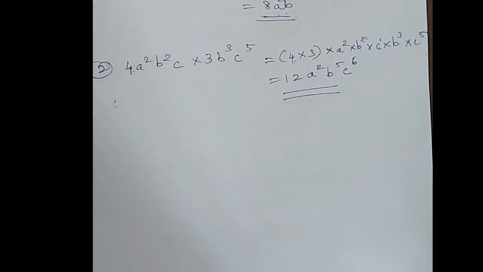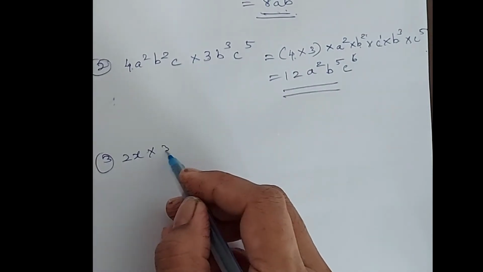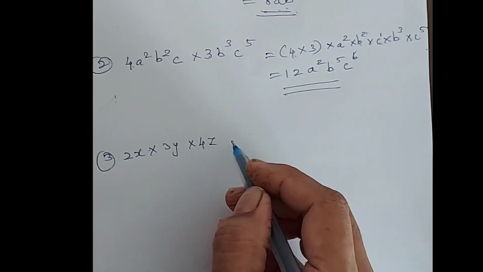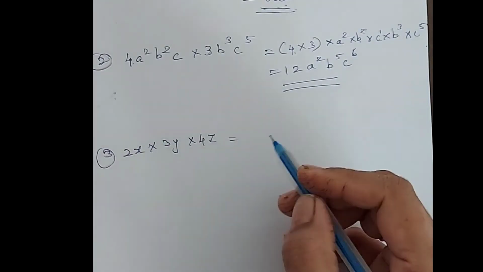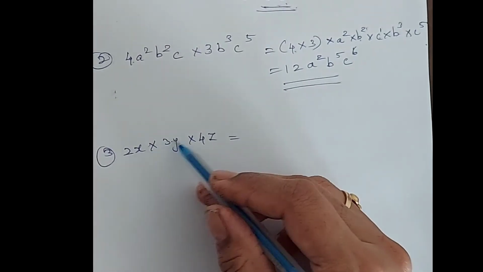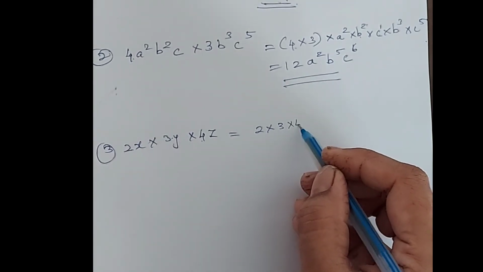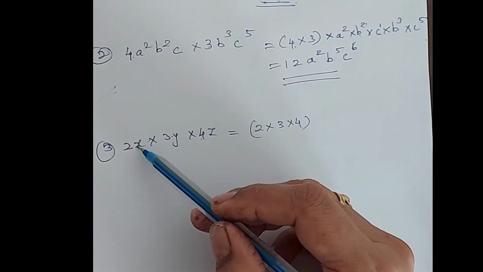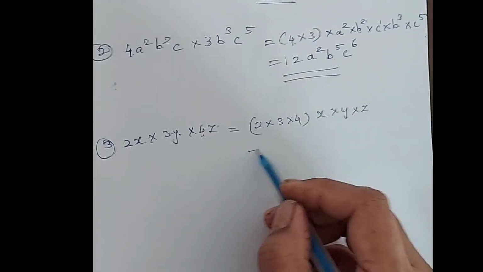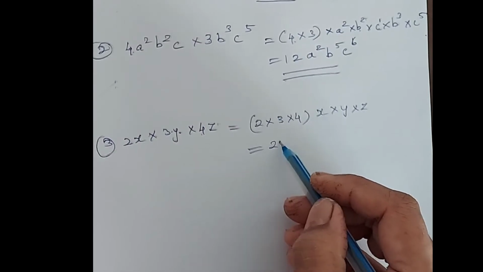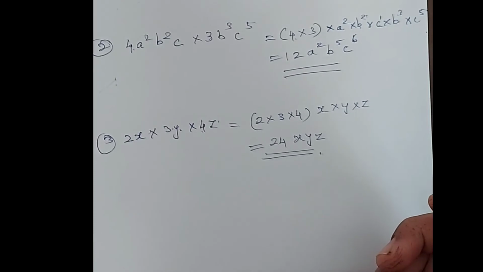Another example we will see. Third one, 2x into 3y into 4z. First we will multiply the numerical coefficients, 2 into 3 into 4. Again we have the algebraic terms x, y and z, so x into y into z. So 2 3s are 6, 6 4s are 24, 24xyz is our answer. Do you understand how we are doing it?